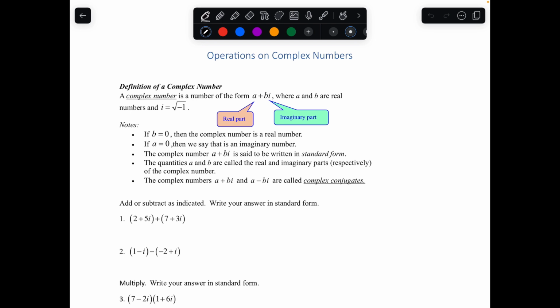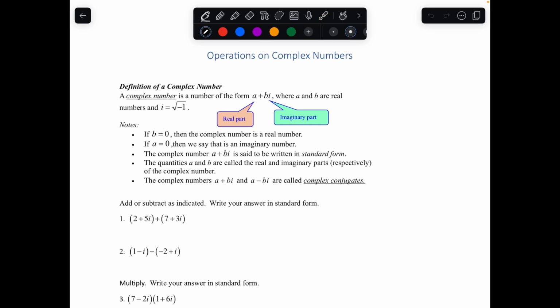So as a refresher, what is a complex number? A complex number takes the form of a plus bi, where a and b are both real numbers, so like 3 plus 5i for example. And if it's written as a plus bi, it's considered to be in standard form. Now if you have two complex numbers, a plus bi and a minus bi, those are called complex conjugates.